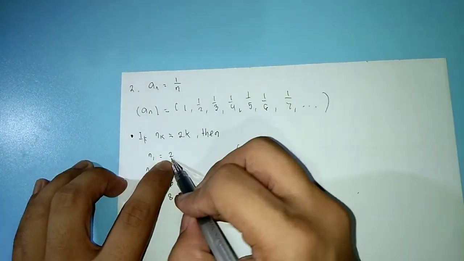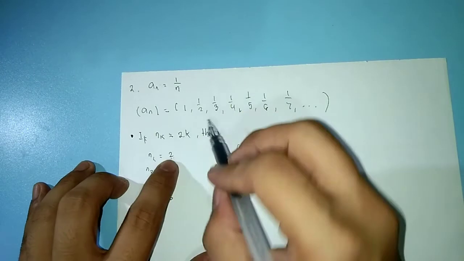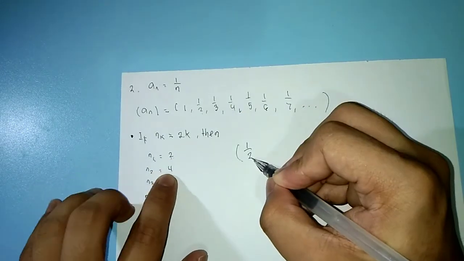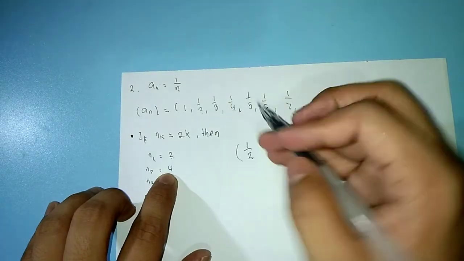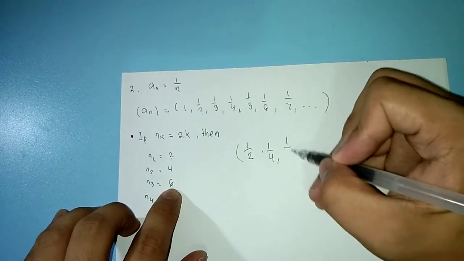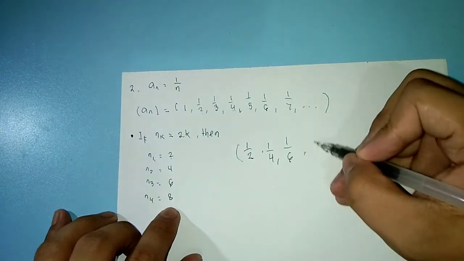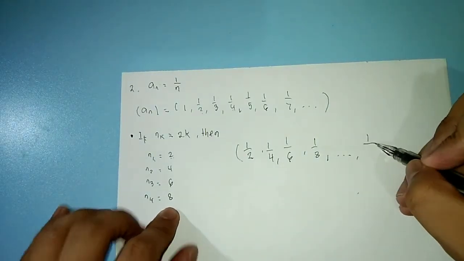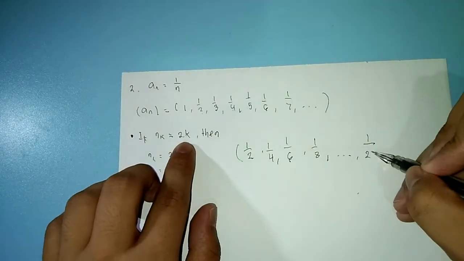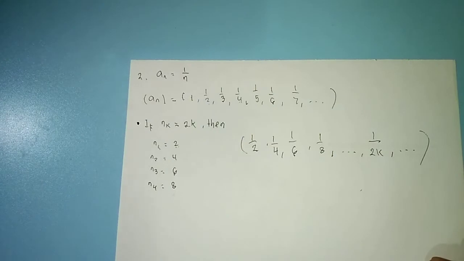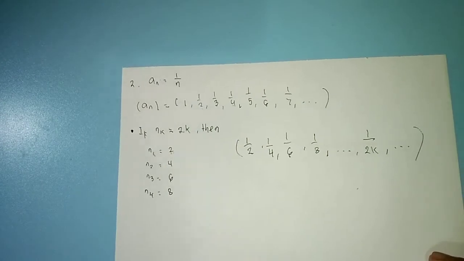Now, ibig sabihin yan, yung pangalawa dito sa ating sequence. So, ano yung pangalawa dito? Ayun yung first position ng ating subsequence. Yung pangalawa niya ay 1/2. Next, yung pang-apat na position, that is 1/4. Pang-anim na position, that is 1 over 6. Pang-walong position, that is 1 over 8. And so on, up to 1 over 2k. Okay? So, ganun lang siya kasimple.